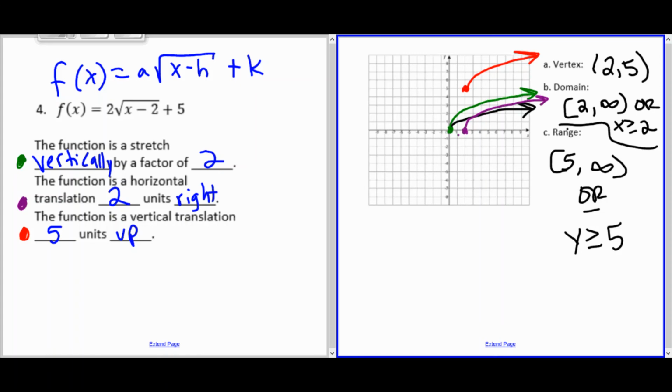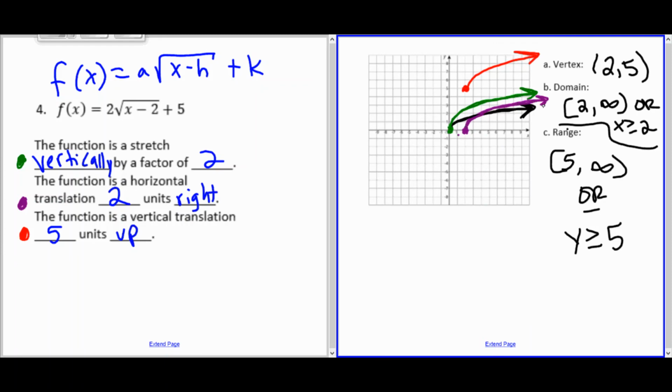So there were 3 transformations taking place, so I did each transformation in a different color. I started with the original function in here in black. The first transformation I show in green, so this is my stretch. The next one I show in purple, so this is just moving that green graph over 2 units to the right.